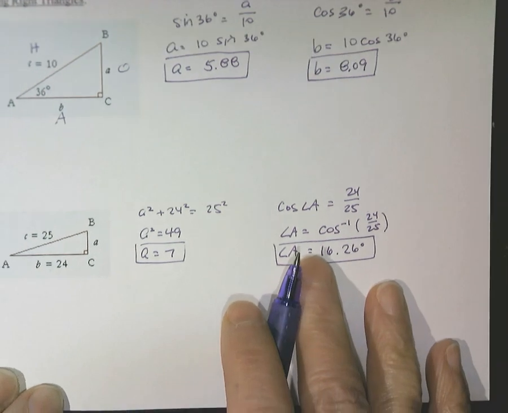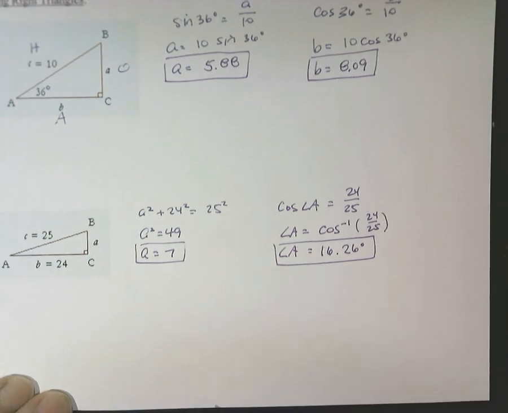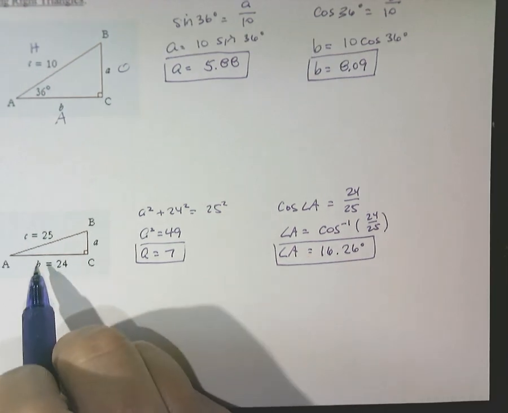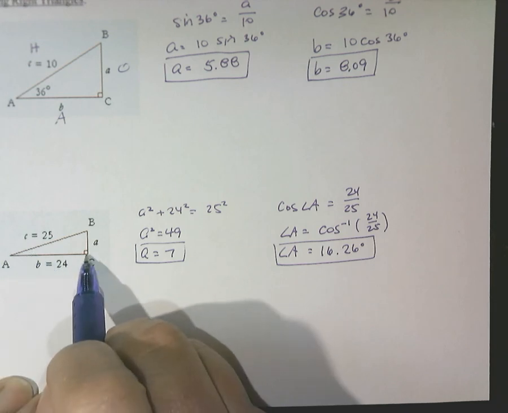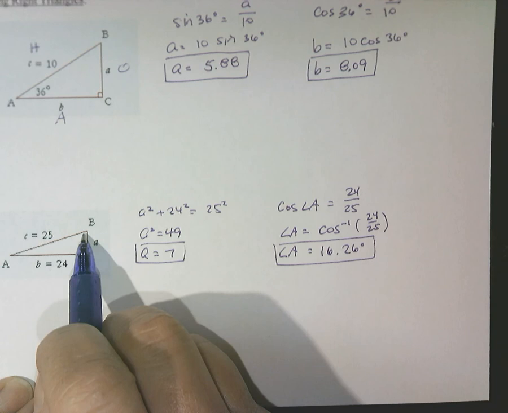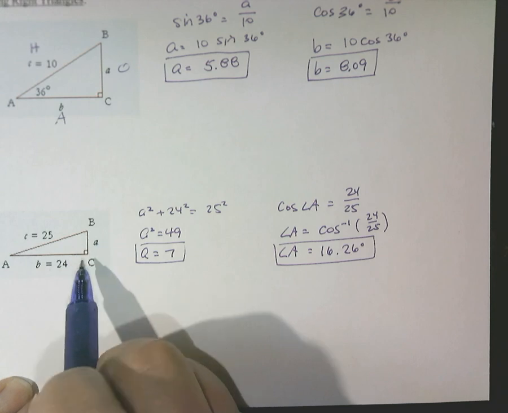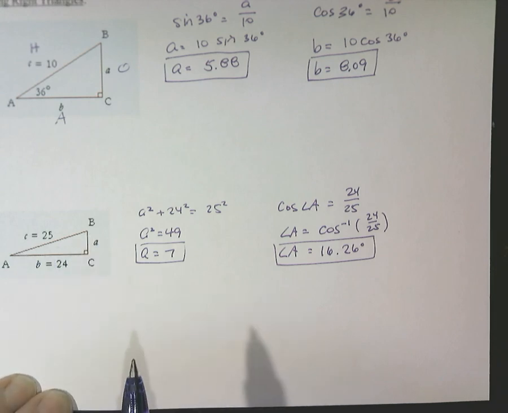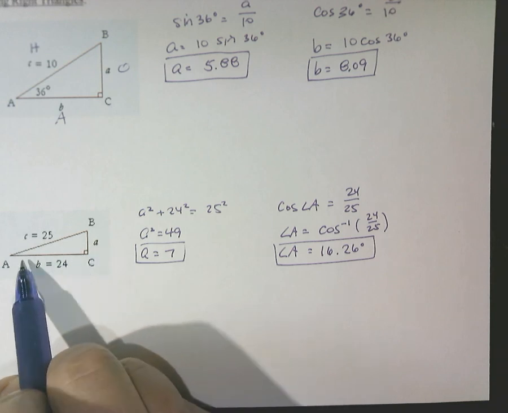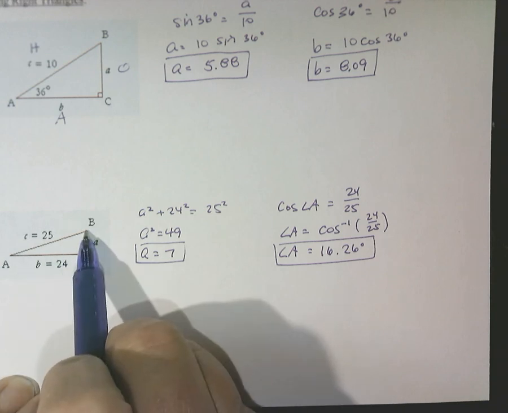And then I can find angle B as well. There are many ways to do it. I know if this is 16.26, this is 90 degrees. I know angle B has got to be 180 minus 90 minus 16.26. But if I made a mistake finding angle A, that mistake's going to follow me to angle B. So I'm going to use angle B.